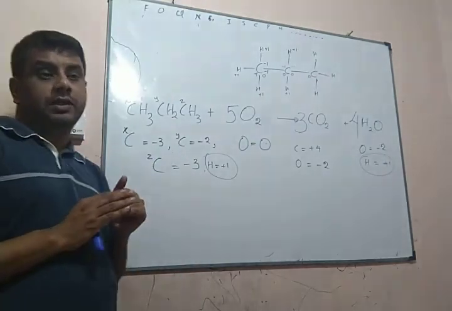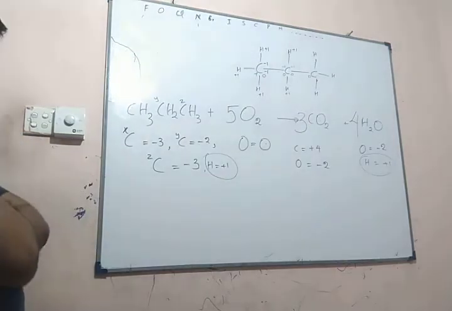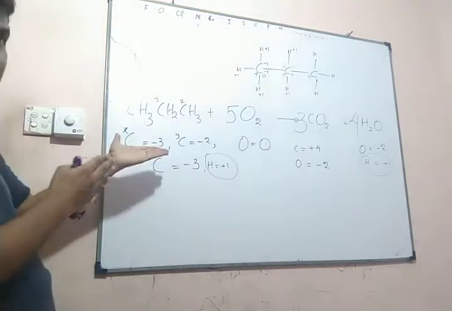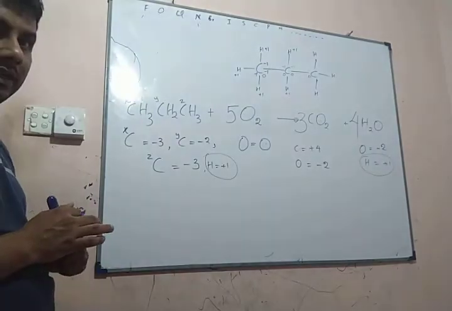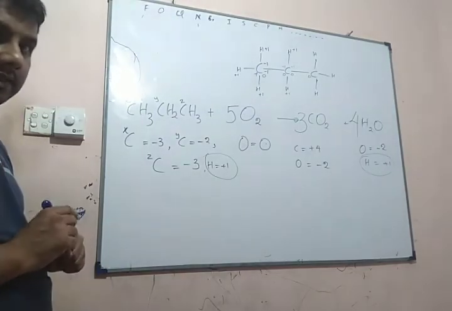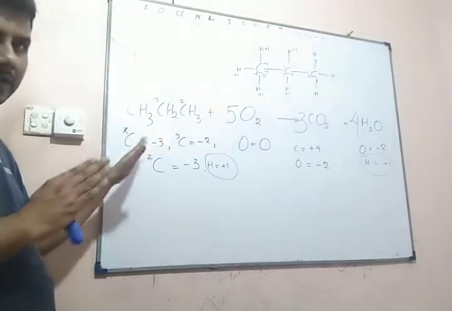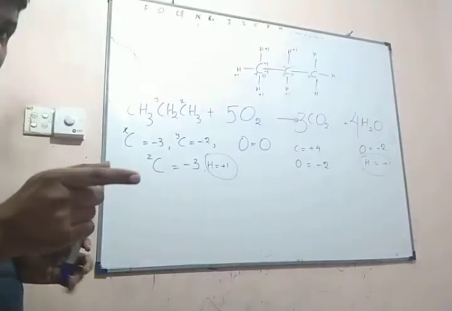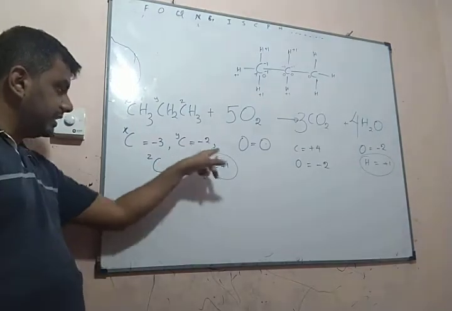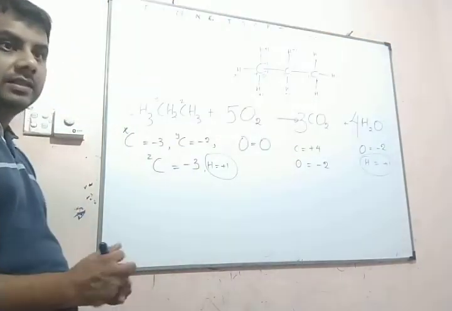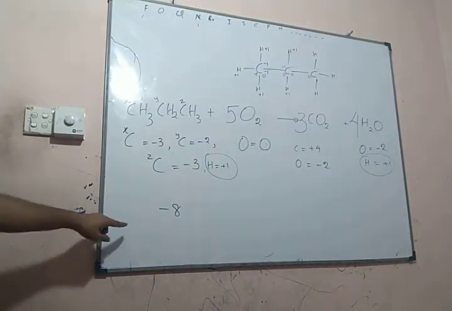How many electrons? How many electrons have been lost by carbon? How many electrons? Okay. There is not a single carbon, many carbons. So you should calculate the cumulative oxidation state. What's this? The oxidation state of each and every carbon. You should calculate the cumulative oxidation state. That means the sum of the oxidation states. What's the sum? -3, -2, -3. What? -8. The sum of the oxidation states is called the cumulative oxidation state.